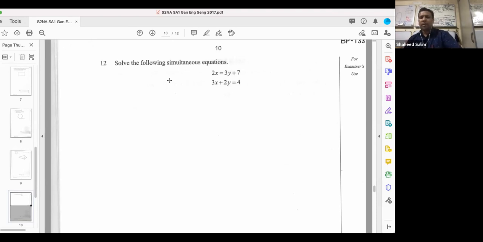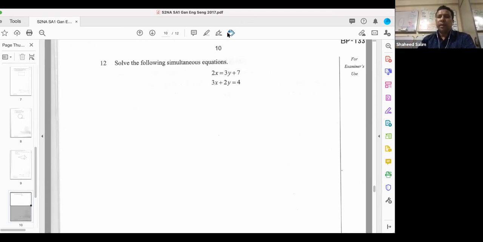Inshallah, something's wrong with the answer. Ryan, can do? Okay, we go through together, okay? Now, remember, this is simultaneous equation. You're going to get rid of one of them. One of what? One of the letters, either X or Y. So you see 2X here? 3X, 2X.